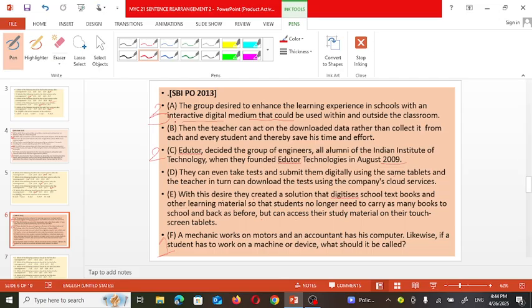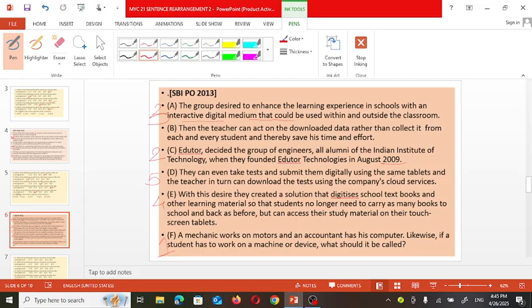So E statement supports this A statement with this desire. Means what was the desire? To enhance the learning experience. With this desire, they create a solution that digitalizes school textbooks and other learning material so that the students no longer need to carry their books. Okay, and they are able to use all these textbooks and other material on their tablet or touchscreen, isn't it? So now after E, to support this statement, D is useful for that. They can even take a test and submit them digitally using the same tablet.